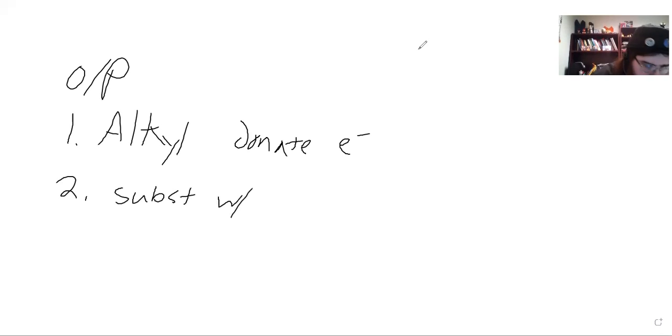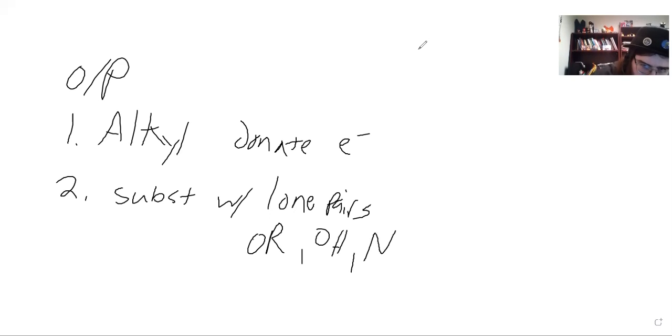Of the ortho para directors, we can have alkyl groups of all type. Alkyl groups donate electrons, just inductive stabilization. We could have substituents with lone pairs. Those are also a good choice. So OR, OH, NH2. These guys are all good because essentially what do they do?